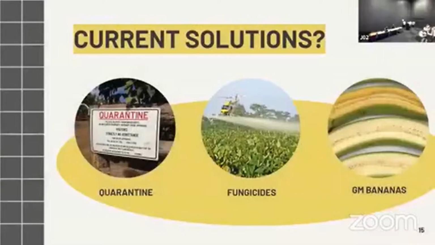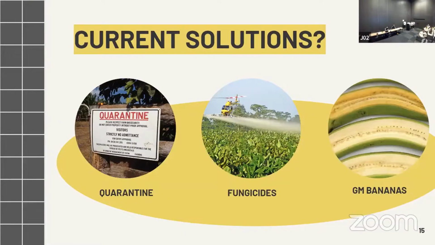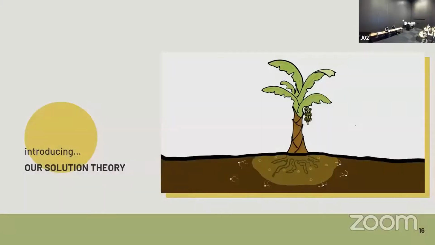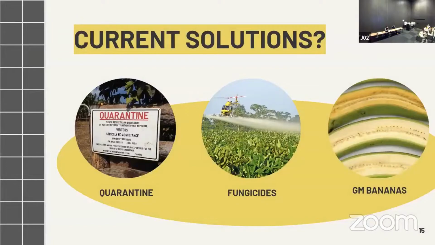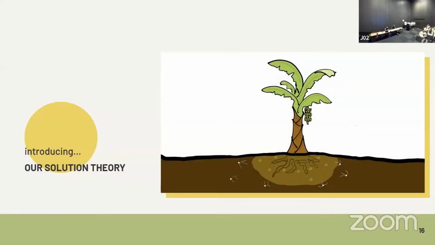And for all of this, the solutions available, such as quarantine, fungicides, and even genetically modified bananas, don't solve the fundamental problem with FOC, which stems from the monoculture and the lack of genetic diversity. And this is where we present our solution, a fungicidal bacteria combating the fungus. And the hope is that our solution will slow and halt the further spread of the fungus, allowing more time for a more sustainable and genetically diverse selection of bananas for everyone to eat.